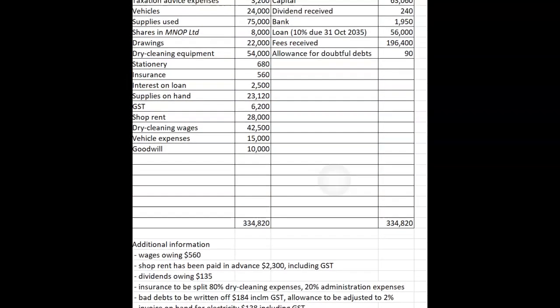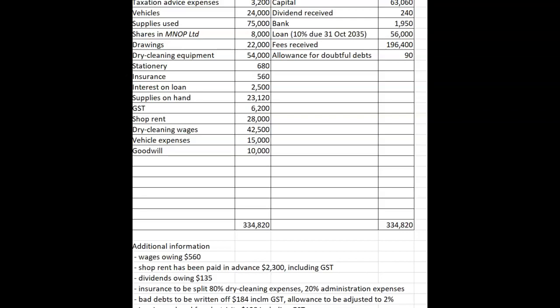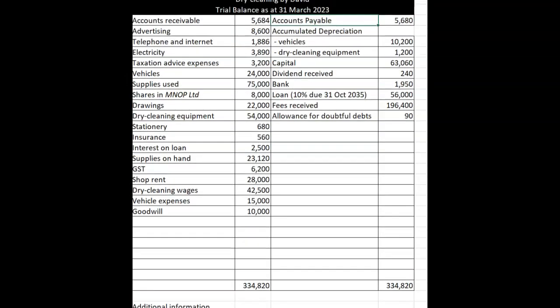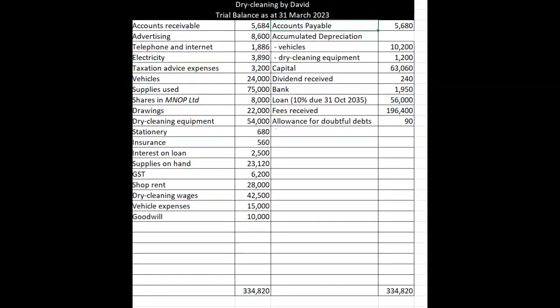First entry that we're going to adjust for is wages owing, 560. So wages owing, not including GST. Do you remember what that's called? I'll write it in. Make sure you write it in on yours, and the figure is 560. And because it's wages owing, we're going to add it to dry cleaning wages here. $560 added to both sides.